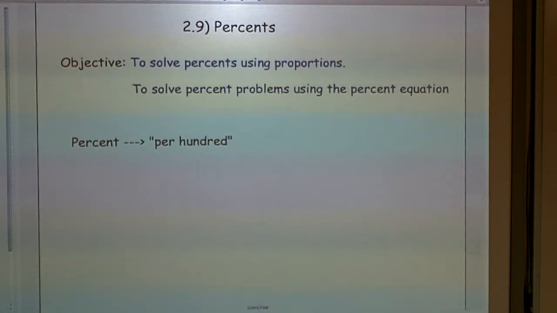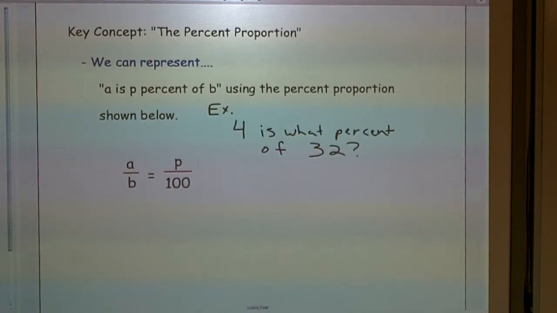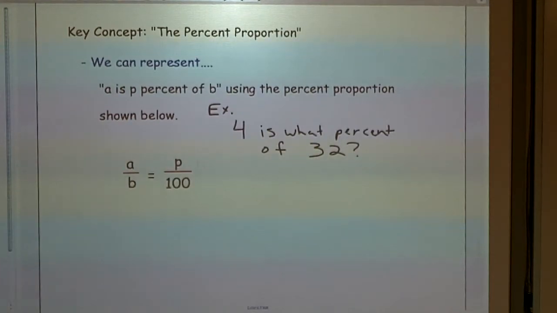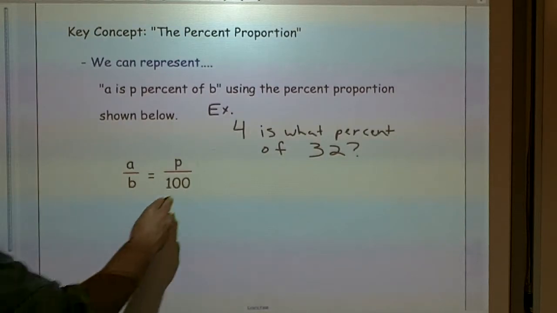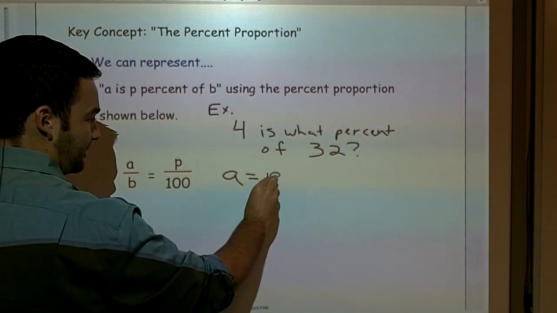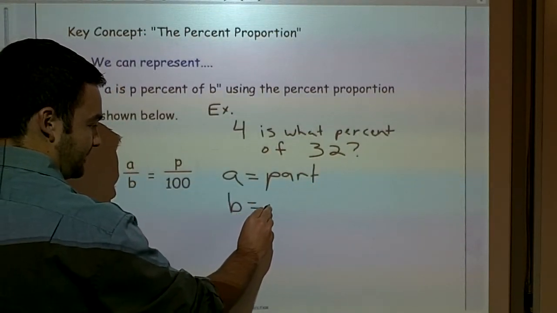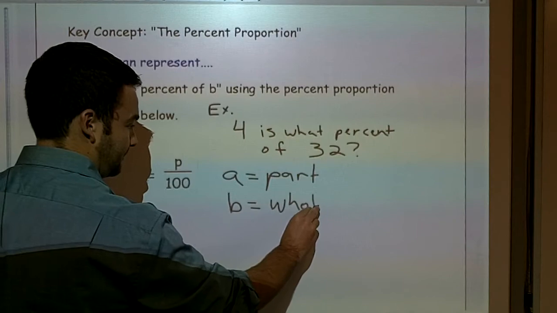Alright, first thing, key concept, the percent proportion says A over B is equal to P over 100, and you may think, what is exactly A and B? In this case we can represent the phrase A is P percent of B using this proportion, A over B equals P over 100. And you really need to think of A being the part of our problem and B being the whole.